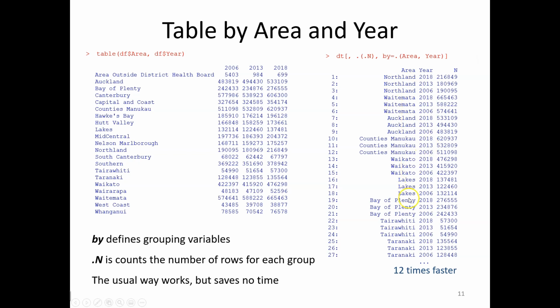And that's true for most things in data tables. You don't have the alphabetical order of the output. You can write a table as well and get the same output as here, but then you don't save any time, so it's not quite as good.